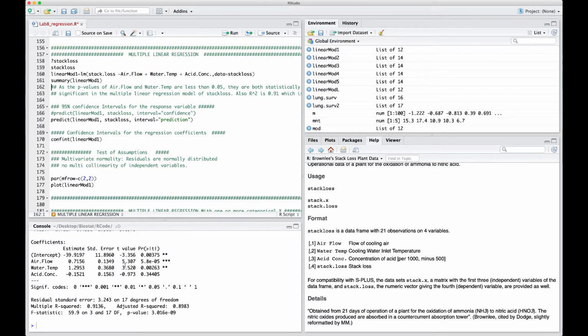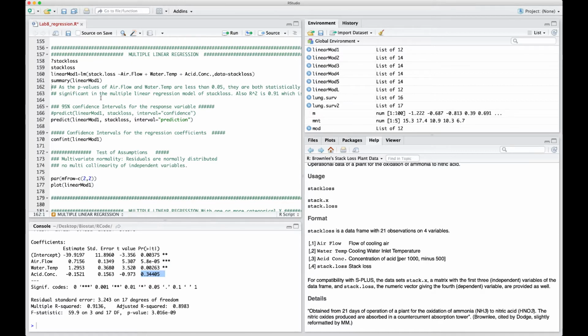What you see here is the intercept, right? So what does it look like? It is like y equals negative 39.9197 plus 0.7156 x1 plus 1.2953 x2 plus negative 0.1521 x3, where x1, x2, x3 are these variables, okay? And then what do you see? Which one is more significant? This is statistically significant, less than 0.05. This is statistically significant, but this is not, right?